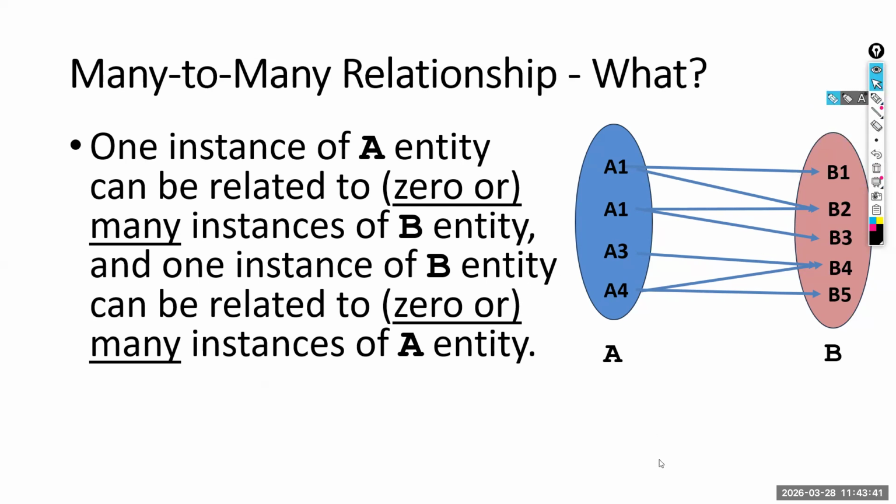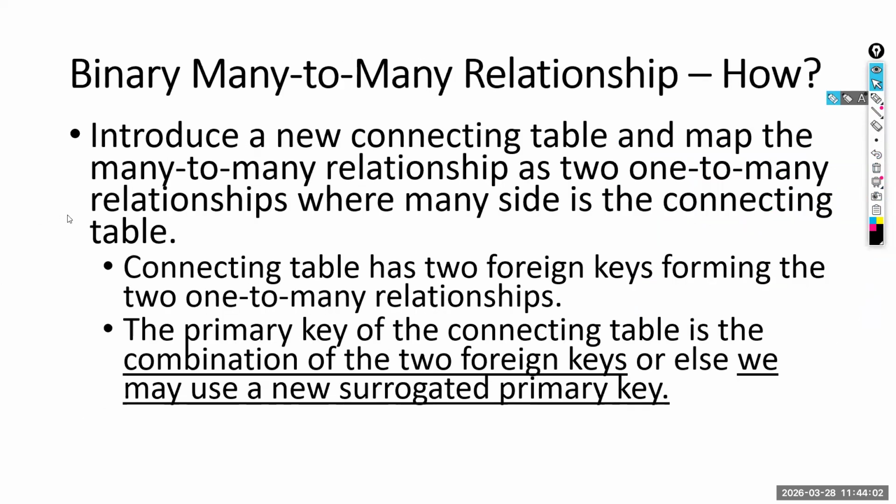So introduce a connecting table and map it as two one-to-many relationships. And the many side must be the connecting table. So one-to-many, another one-to-many. Introduce a new connecting table and map the many-to-many relationship as two one-to-many relationships where the many side is the connecting table.